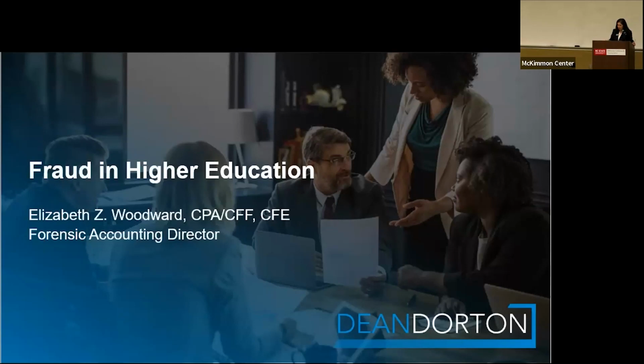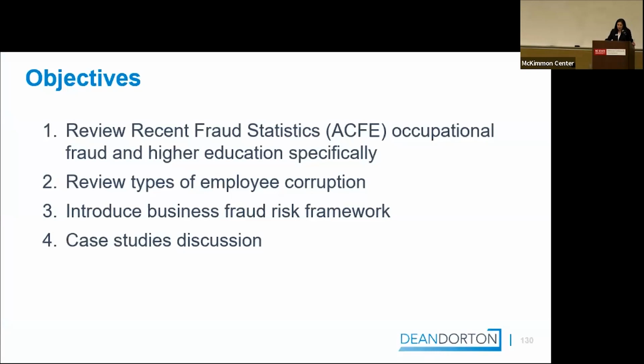So our objectives for the afternoon are to review some recent fraud statistics on occupational fraud. And I tried where possible to focus obviously on those that impact higher education. We're going to review types of employee corruption. We're going to introduce a business fraud risk framework. That's a new tool by the AICPA that I was on the committee that helped develop it. And then at the end, we will talk about some case studies.